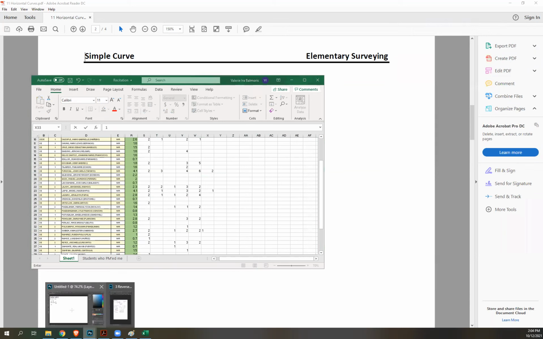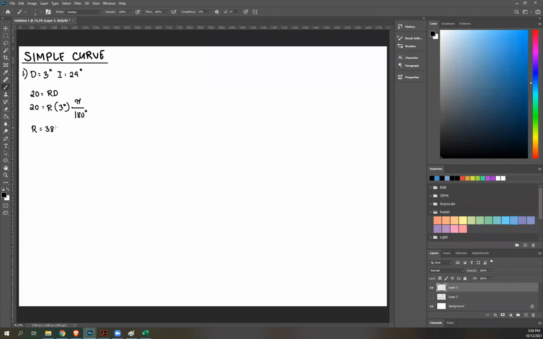So 381.97. Store that in your calculator because we're going to use it. And then now we can solve for L and LC. L is 2R sine I over 2. R is this, so 2R sine, I is 24 over 2. Please solve. What's the answer?